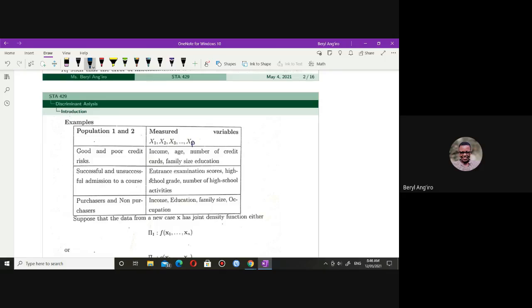Another example is successful and unsuccessful admission to a course. So we want to allocate a case into either of these populations. So we have entrance examination score, high school grade, number of high school activities, etc. Then the third example, purchasers and non-purchasers. So we have the variables income, education, family size, and occupation. So we want to allocate each case into either of the two populations.